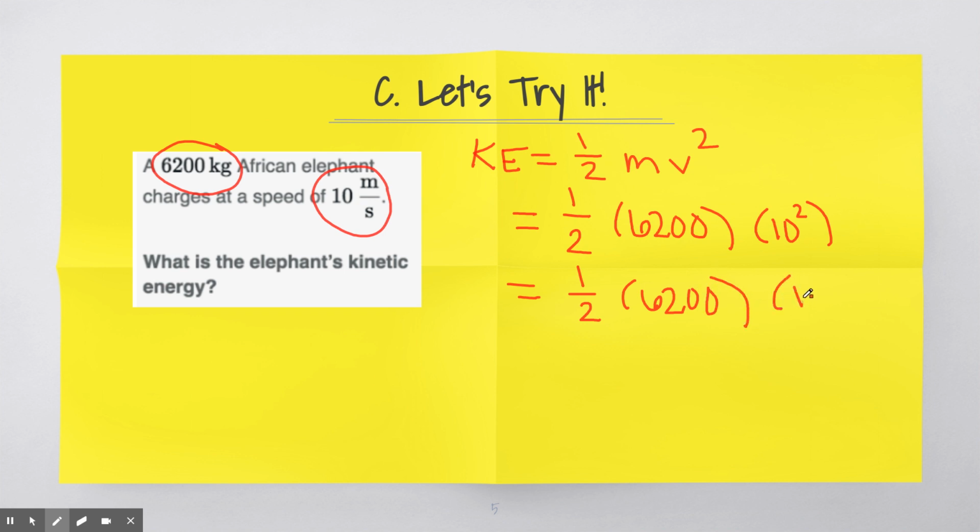6,200, and 10 squared is 100. And again, remember, calculators are always fine when we're doing math. I do 6,200 times 100. Let me grab my calculator here. Times 100 times 1/2. And I get 310,000 joules. So that is the kinetic energy of the elephant.